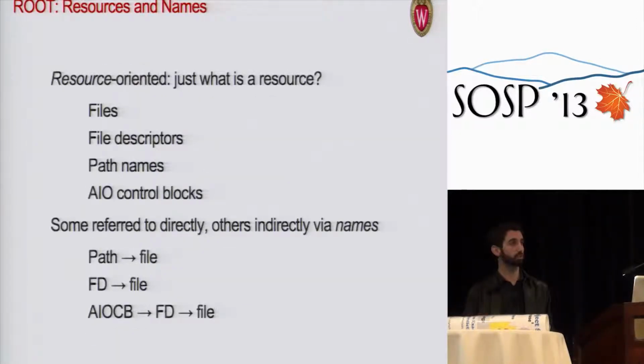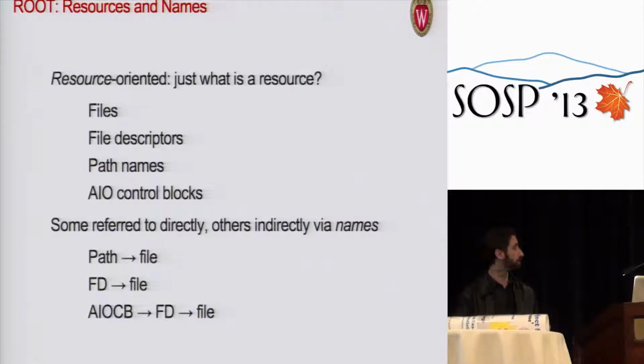We call it resource-oriented ordering. The resources we're talking about here, this isn't necessarily an exhaustive list. You could have different resources in different contexts, but the ones we're concerned with for file system trace replay are files, file descriptors, path names, and asynchronous I/O control blocks. These are the ones we're interested in. You could take a more fine-grained approach, even in the context of file system replay, but these are the ones we find most relevant for our purposes.